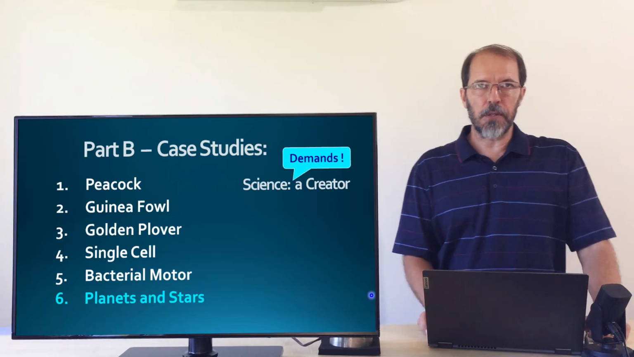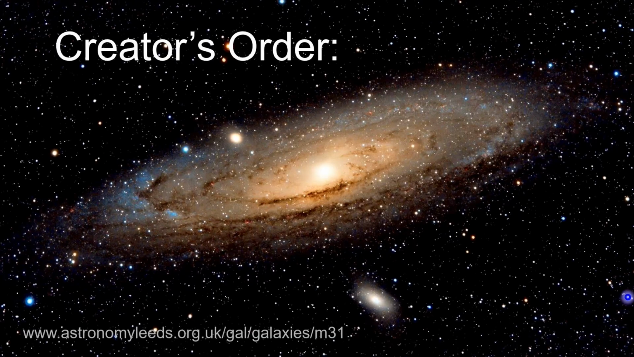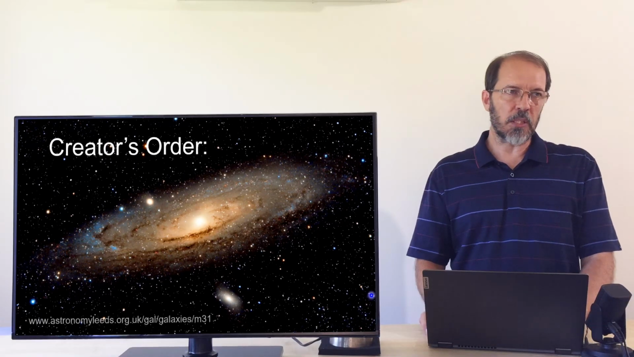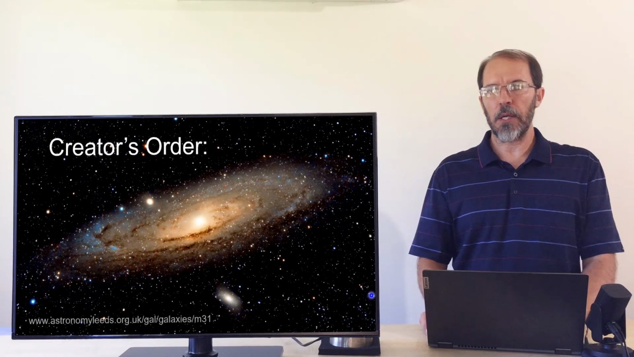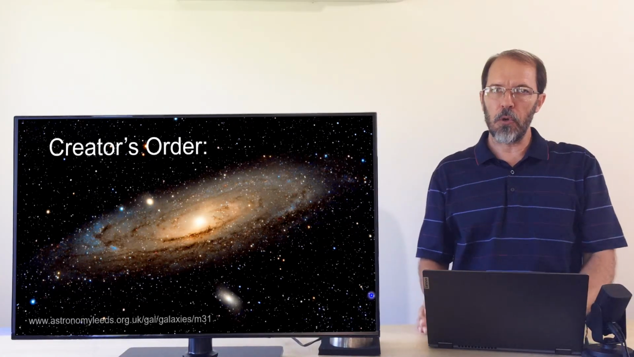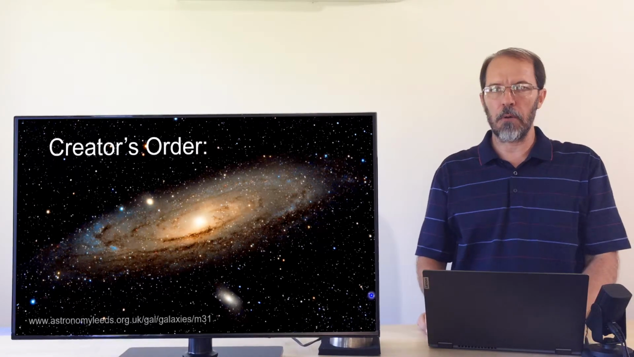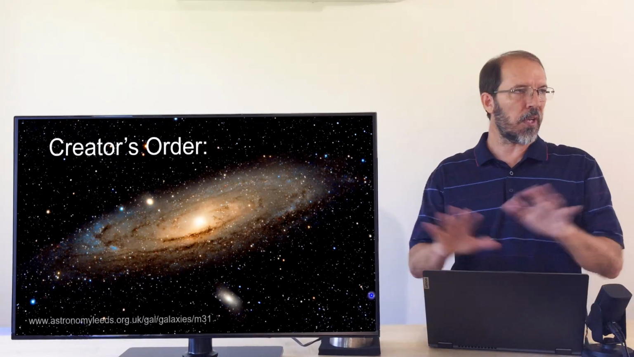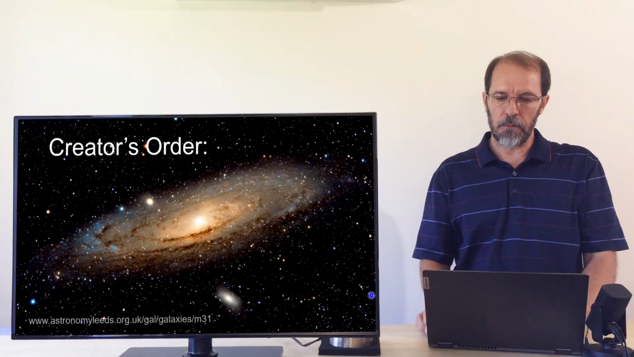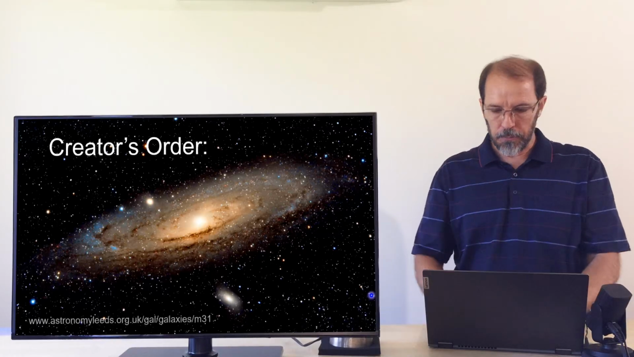Right, now for the sixth and final case study, planets and stars. If we look up at the skies on a dark night, and we see the beautiful stars and galaxies, why do we experience beauty? Why is it an awe moment, a wow moment? Because we identify order, something special, the opposite of randomness. It's not blurry and messy, it is very, very ordered. And order and beauty always go hand in hand like that.